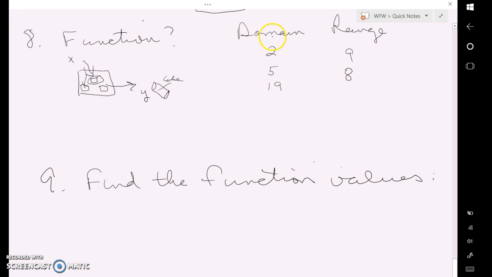Okay, let's look at this chart. Domain. You have 2, 5, and 19 that you are entering as an input into your machine. And the 2 always produces a 9, the 5 always produces an 8, and the 19 always produces a 9. Now notice, if you had another 2 that produced an 8, that means this would be like the machine where you press the same button, 2. And one time you might get a 9, another time you might get an 8. That would make it not a function. But since there are no 2 x values, no 2 values the same in the domain, this is a function.